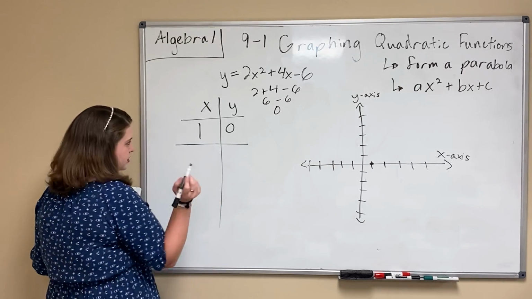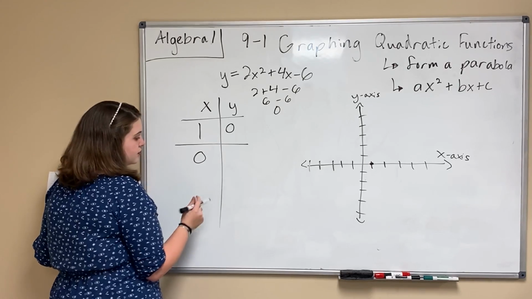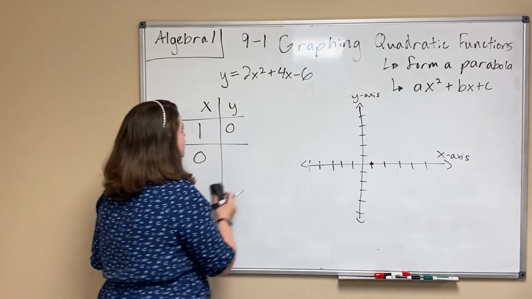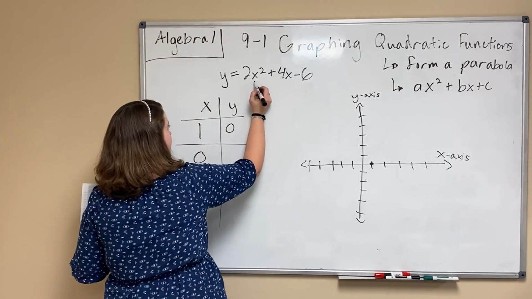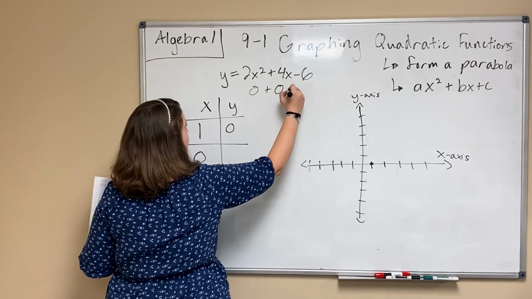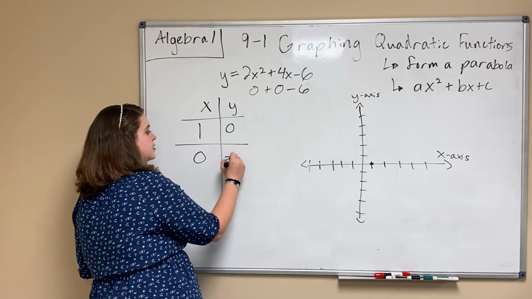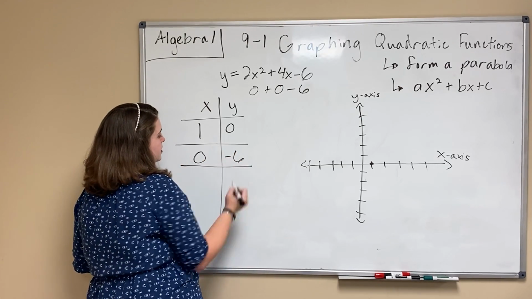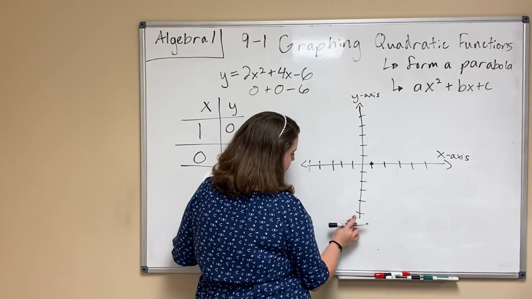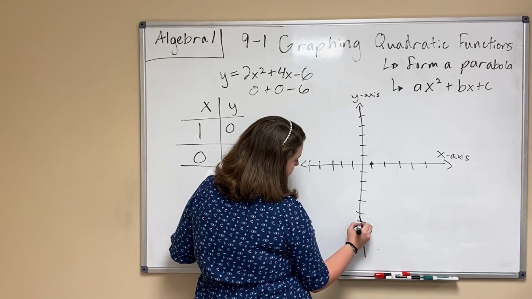Okay, so let's just go down the line. Let's try 0, because that's also going to make our math pretty easy. When x is 0, this will be 0, and that'll be 0, minus 6. So when x is 0, our y is going to be negative 6. So when x is 0, 1, 2, 3, 4, 5. Oops, gotta make my graph a little longer. 6.